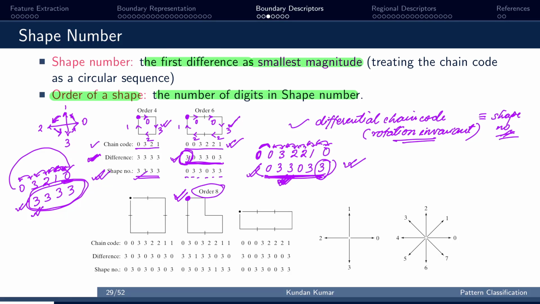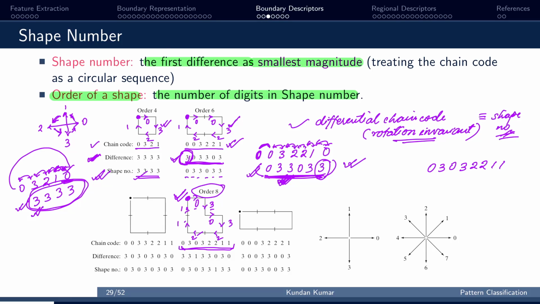So this is our top left corner. So this will be 0, this is 3, this is 0, this is 3, this is 2, this is 2, this is 1, and this is 1. Okay, so our chain code is 0, 3, 0, 3, 2, 2, 1, 1. So I'm writing here 0, 3, 0, 3, 2, 2, 1, 1.